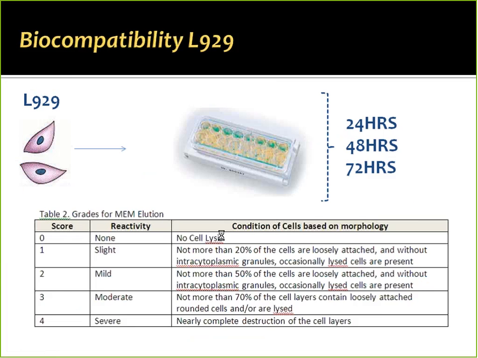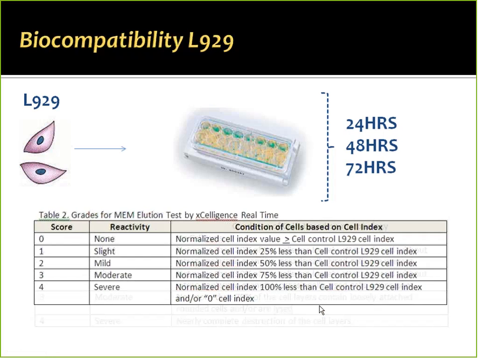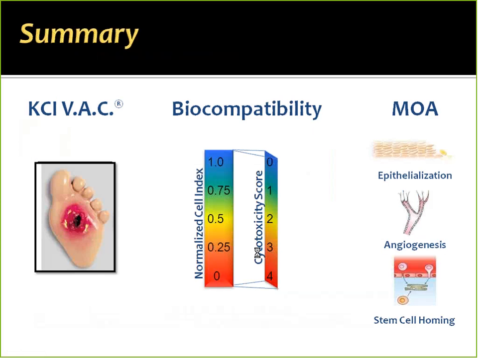And so again, previously for biocompatibility, the way we had to score was slight, mild, moderate, severe, and it was really based on a percentage of cells that were still attached at the bottom of our plates, which was extremely difficult to gauge. Now we've changed it so that we can say slight is a normalized cell index of 25% less than cell control. And this value is easy to obtain, and it's a number that you can calculate based on the cell index. So these are the types of experiments that we do currently at KCI.